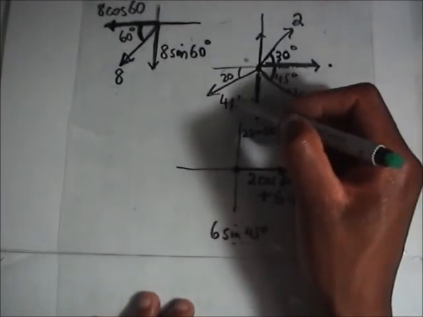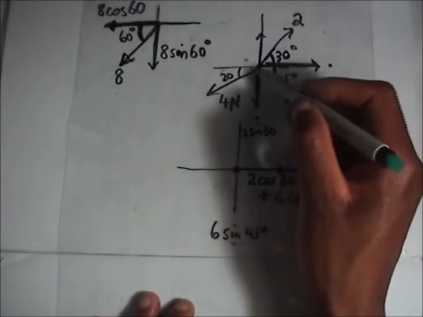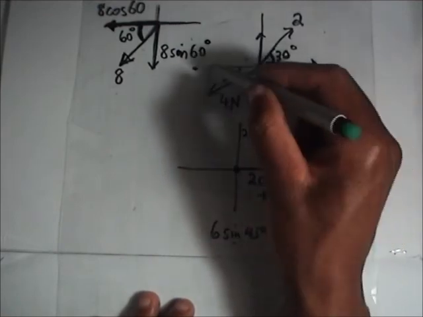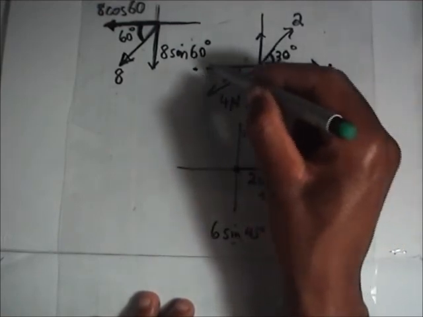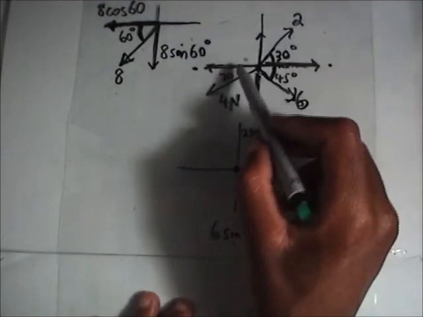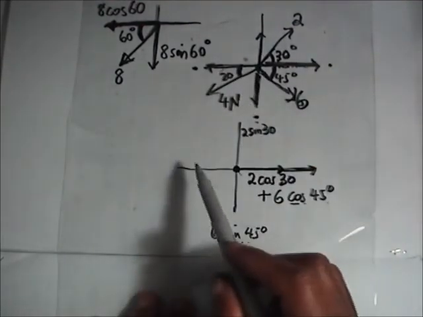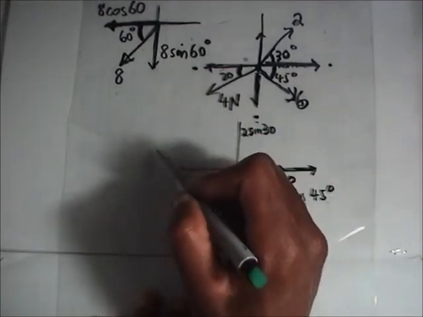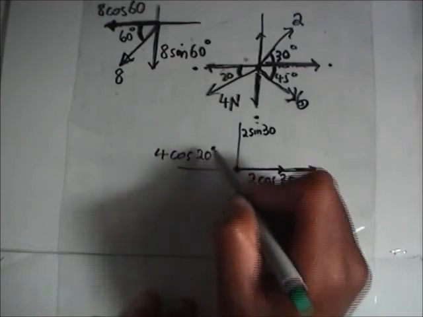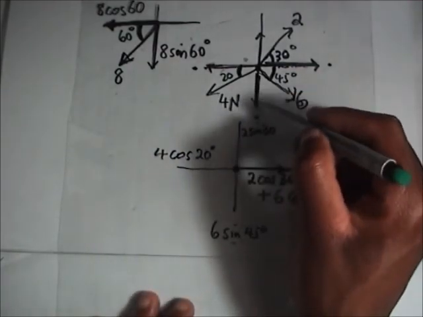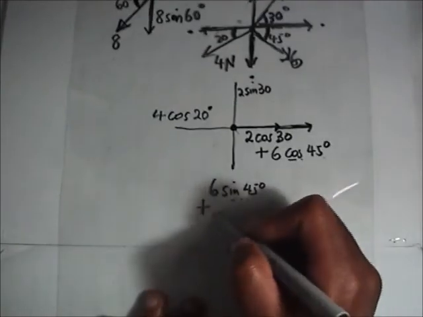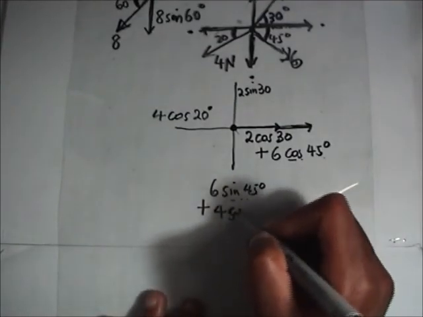Let's do that to the 4 newton. For the 4 newton, due to its direction, it will have a component here and a component here. The component that is in this direction, can you see, is the one that is trapping what? The angle. Since it's the one that is trapping the angle, it will have the cosine. So here it will be 4 cos 20. And the other component that is not trapping the angle is the one that will be sine. So here it will be 4 sine 20.